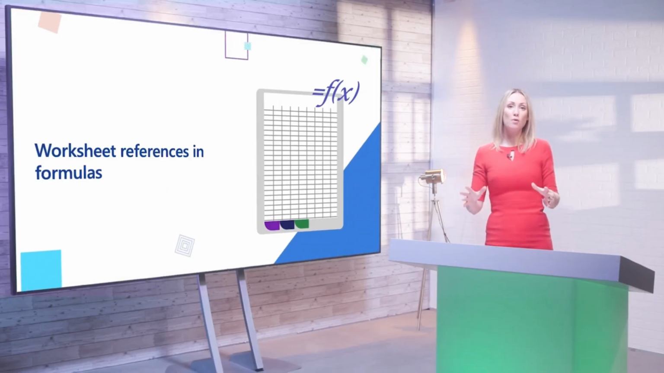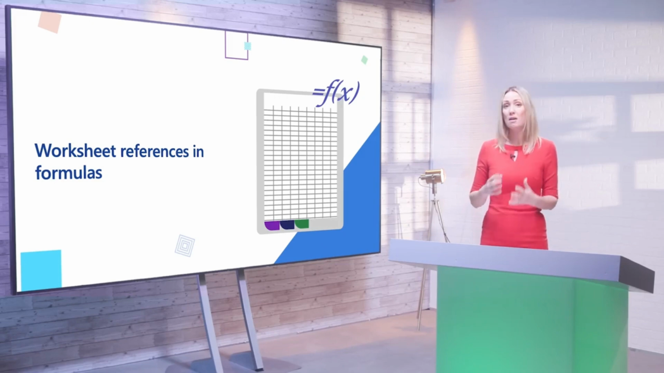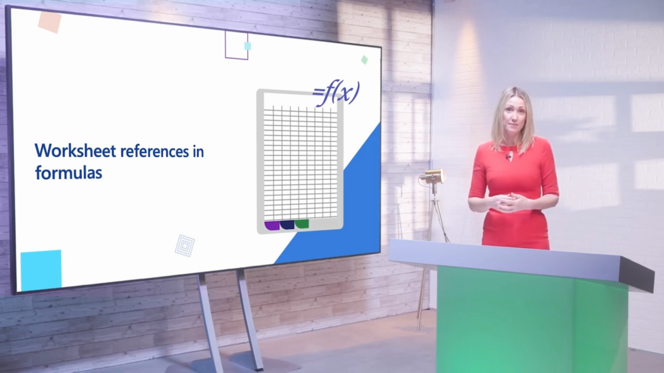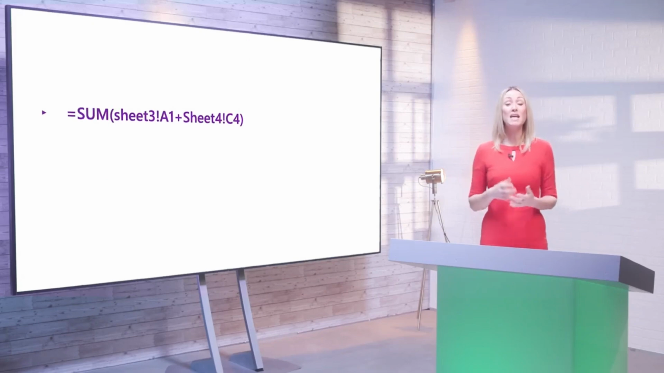When you construct a formula, you can refer to any cell or cell range within any worksheet in the current workbook. These worksheet references declare the worksheet name followed by an exclamation mark followed by the regular cell reference. For example, you can have a formula that adds two numbers from different sheets. You just type the equal sign, Sheet3, exclamation mark, A1, the plus sign, Sheet4, exclamation mark, C4, and then press enter.